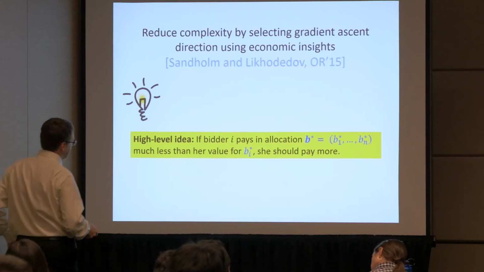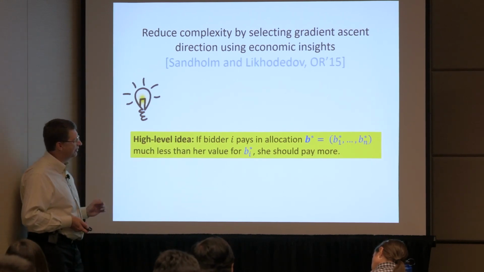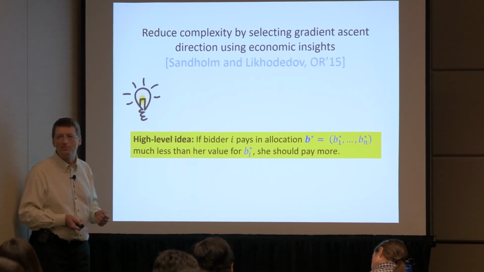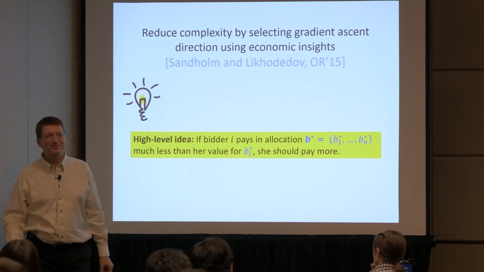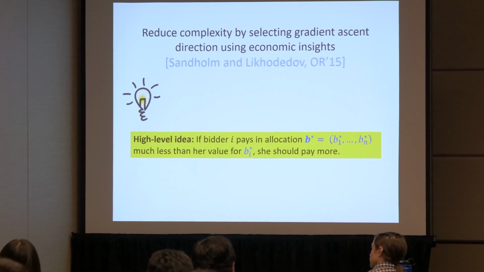The high-level idea is that if a bidder pays in an allocation much less than her value, she should pay more. Coming back to this coffee example, instead of getting $1, maybe we should get $2.49. That's very easy to say when you have 2 items, but when you have n items, that's actually pretty gnarly. So how do we do this?